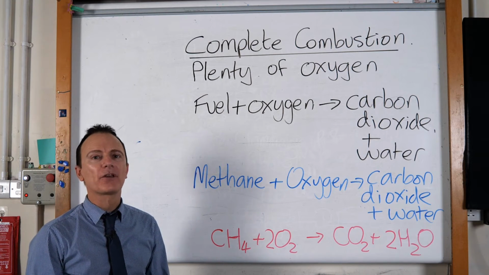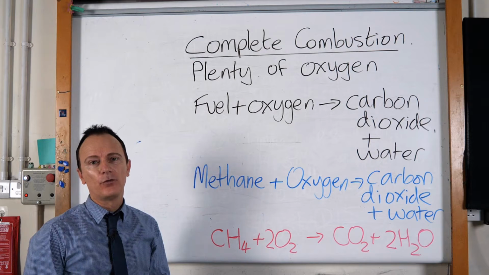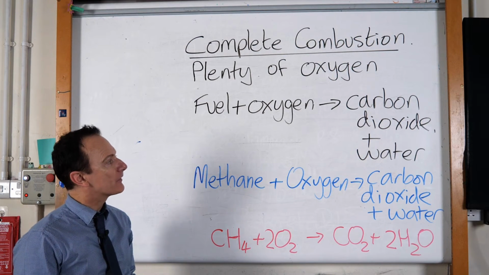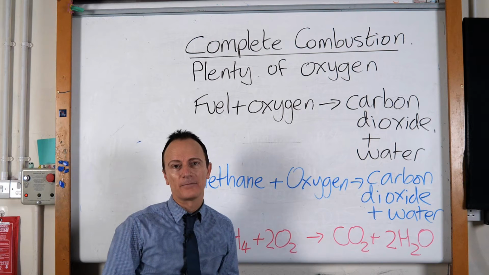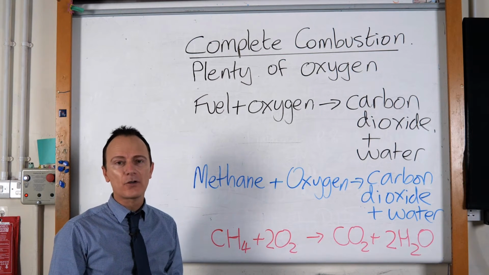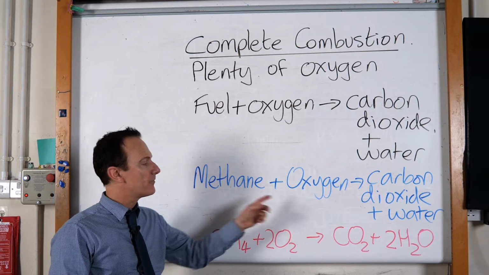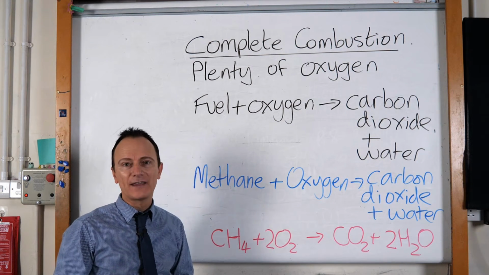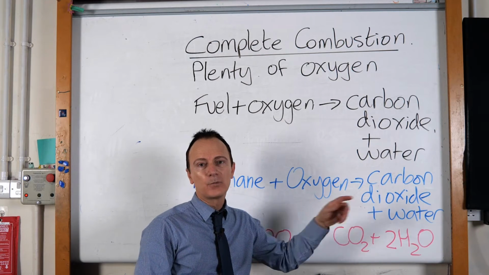There's two types of combustion. The one I've showed you was complete combustion, where there's plenty of oxygen, so the fuel fully burns. And when you get that situation, the products are carbon dioxide and water. For example, if the fuel was methane, like we use at home on the gas cooker or in school using a Bunsen burner, the methane reacts with oxygen, it's an oxidation reaction, and it produces carbon dioxide and water.